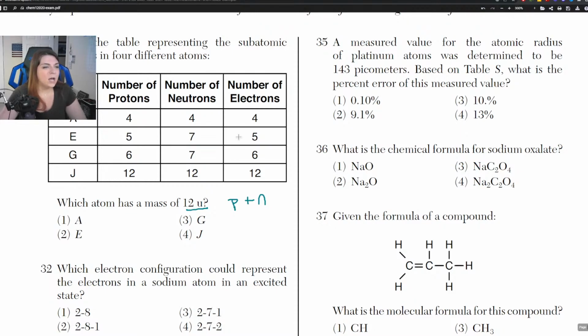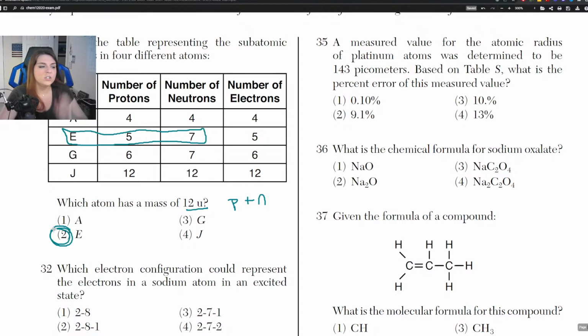So we want the sum of the protons and neutrons to give us 12, and that is going to be 5 and 7. So that would be isotope E is the one that has a mass of 12 atomic mass units.